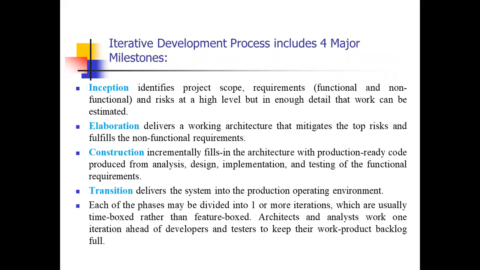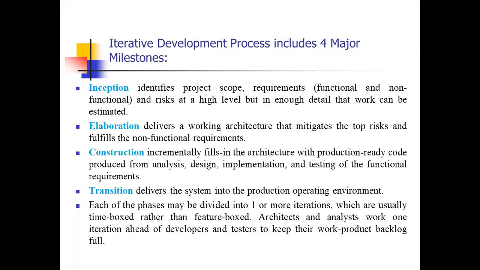Then the iterative development process includes four major milestones. There are four phases in iterative development: inception, elaboration, construction, and transition. Inception identifies project scope, requirements like functional and non-functional requirements, and risks at a high level, but in enough detail that work can be estimated. If we are aware of enough details, then we can estimate and identify the scope and the requirements in the inception phase.